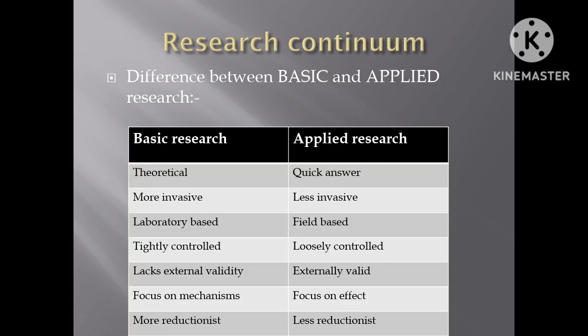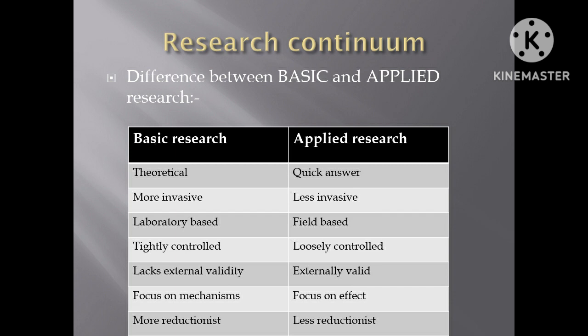A list of basic and applied research is given. Basic research is theoretical, more invasive, laboratory based, tightly controlled, lacking external validity, focused on mechanism, and more reductionist. On the other hand, applied research is quick in giving answers, less invasive, consumes less time, field based, loosely controlled, externally valid, focused on effect, and less reductionist.